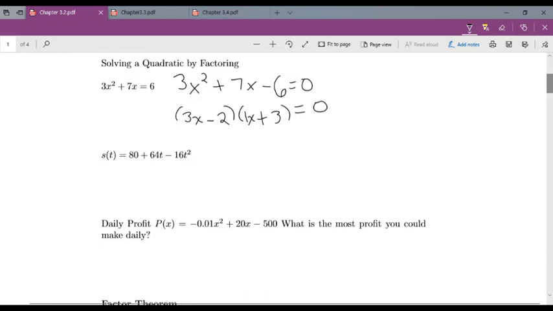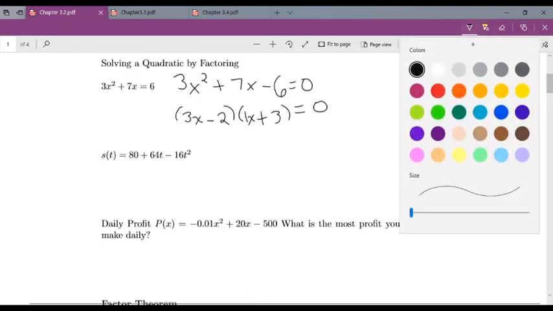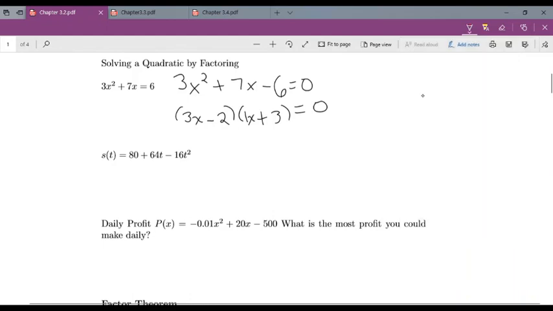Alright, so now we're going to do the whole a, b thing here. Let's change my marker color. We need to set both of them equal to 0. So we'll do 3x minus 2 equals 0, and we will also do 1x plus 3 equals 0. Then we just solve for x on both of them.